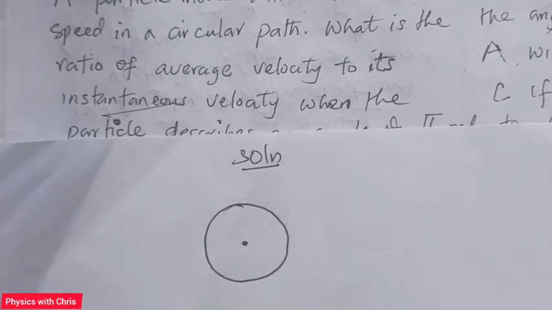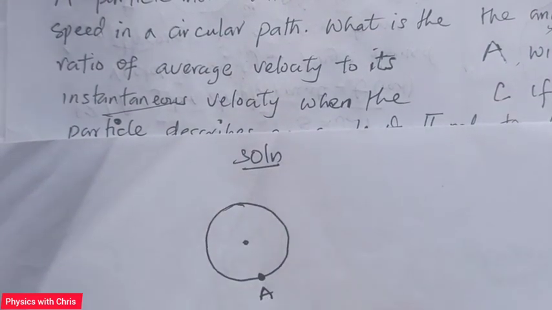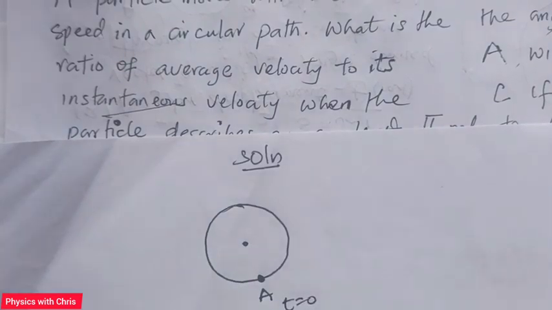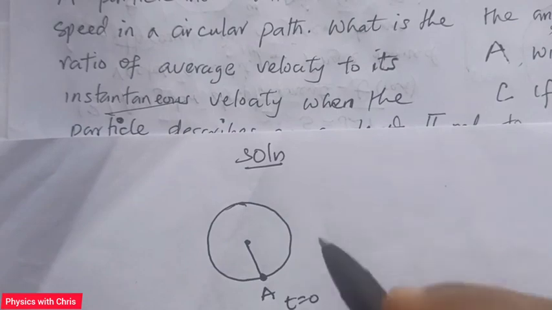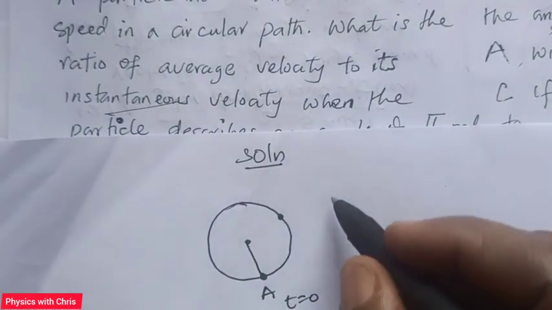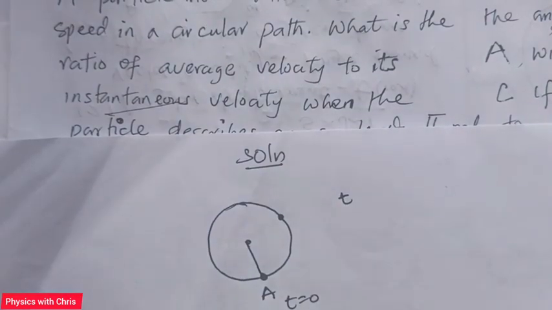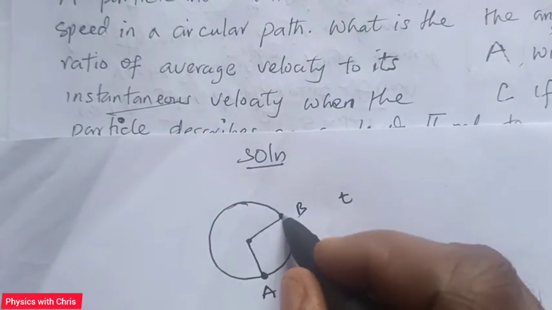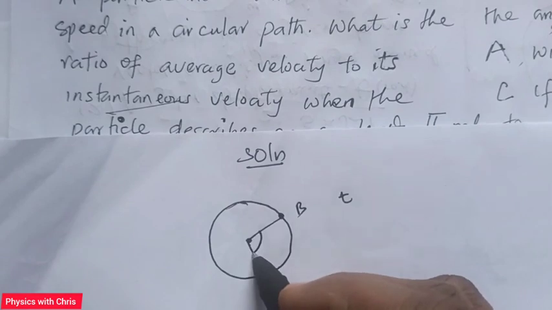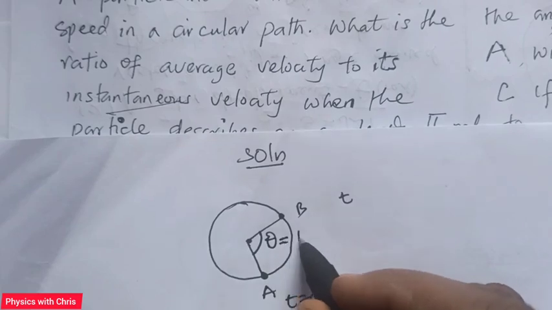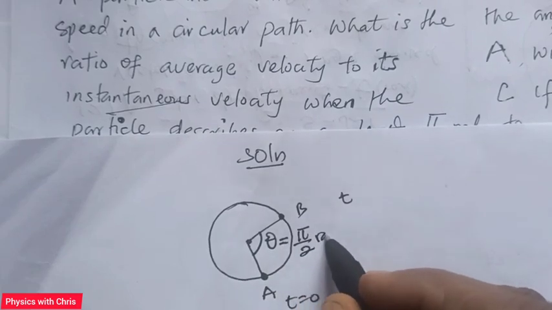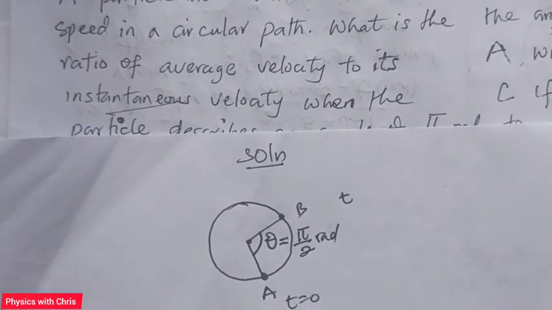Okay, let's say that's a particle moving in this path. At a certain time t equal to 0 or thereabout, the particle is at point A, and this is the radius of the arc or the track. Now, after some time t, some seconds later, it moves to a point B, okay? And the angular displacement covered is this theta measured in radian, and we're given it as pi over 2 radian. All right. Now we have to find the ratio.